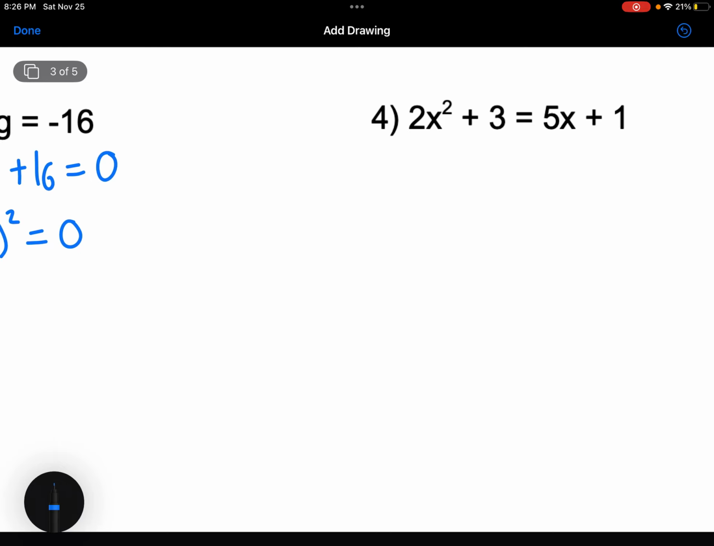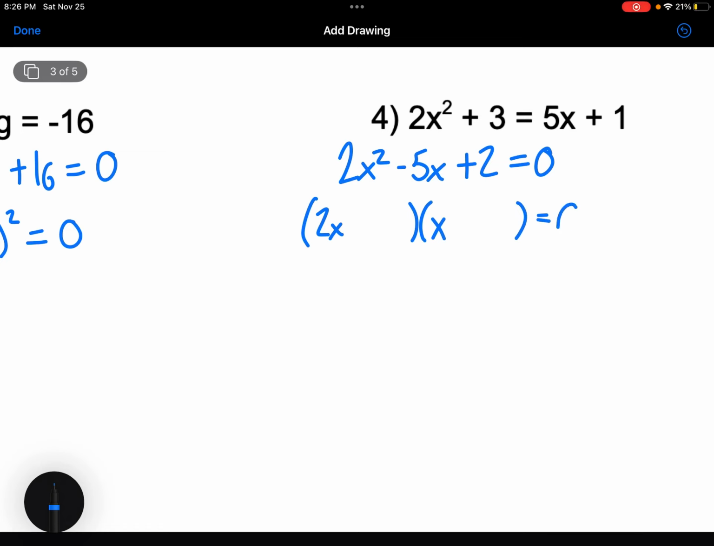All right, moving across here, we've got to collect like terms again, put everything on one side. Minus 5x plus 2 equals 0. It's a little harder because we have an a value. All that tells us is that one of the brackets is going to start with that 2. And now if we do an AC chart or just kind of guess and check, we know that the second one has to be 1 and 2. So when we go through it, we're going to have two negative signs here. So then x equals, switch the sign, positive 1, divide by what's in front, over 2.